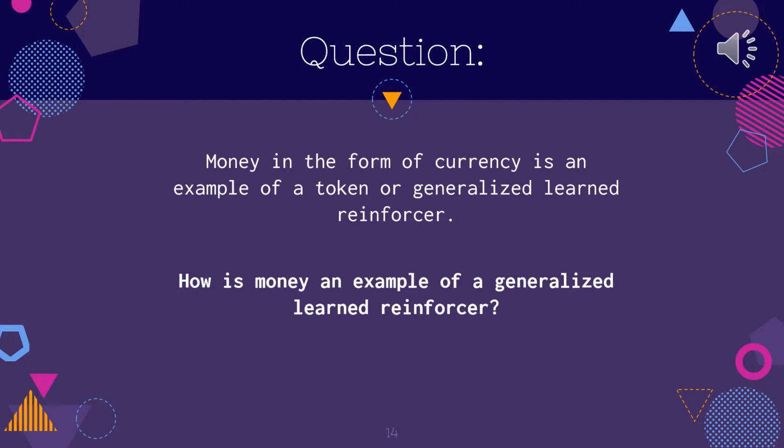Question: money in the form of currency is an example of a token or generalized learned reinforcer. How is money an example of a generalized learned reinforcer? Get this question filled in on your homework sheet. I'll now give you some time to do so.